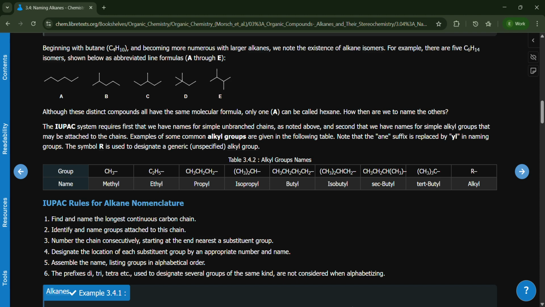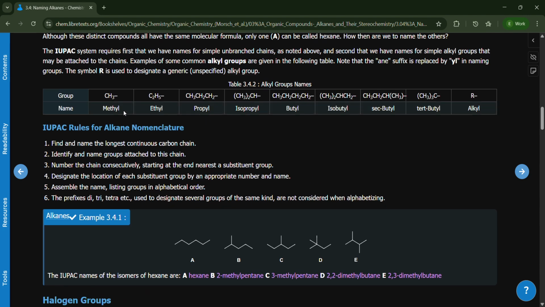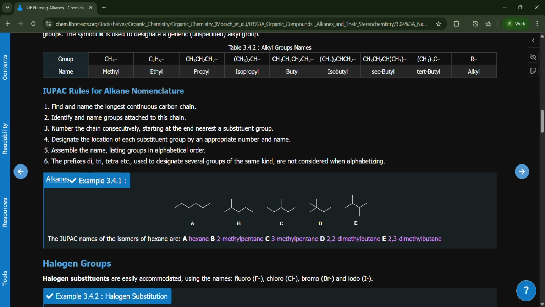IUPAC rules for alkane nomenclature. Find and name the longest continuous carbon chain. Identify the groups attached to this chain. So we have to identify whether it is methyl, ethyl, propyl, isopropyl, butyl, isobutyl, sec-butyl, tert-butyl alkyl. Designate the location of each substituent group by an appropriate number and name. Assemble the name listing groups in alphabetical order. The prefixes di, tri, tetra are used to designate several groups of the same kind and are not considered when alphabetizing.